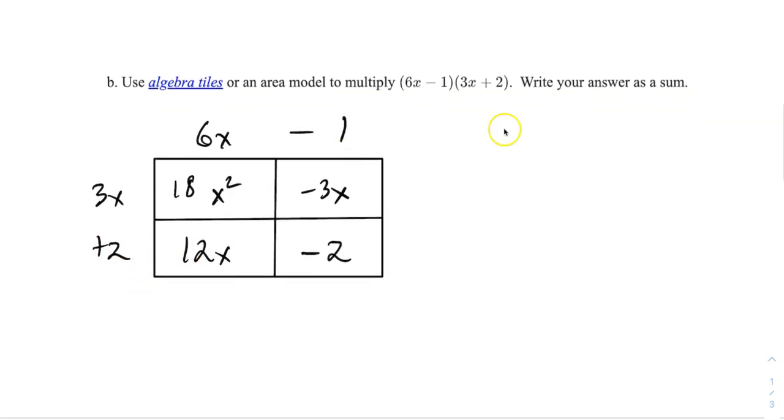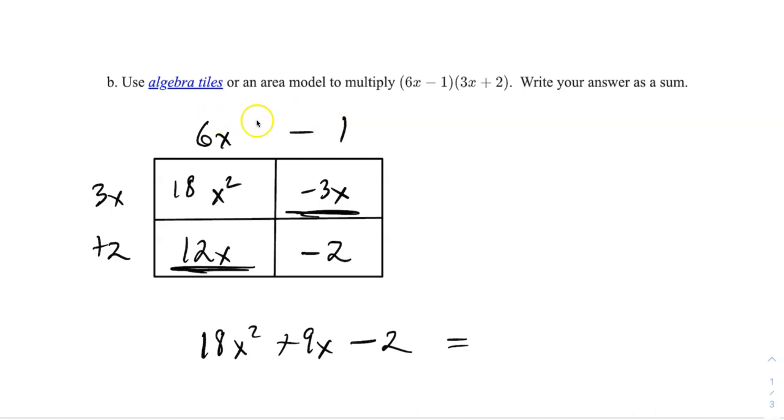And then we're going to write this as a sum. So we're going to add these up. We can only add these middle two right there. They both have a single x. So we get 18x squared plus 9x minus 2. And again, if I want to write this as a product, it's equal to this right here: 6x minus 1 times 3x plus 2.